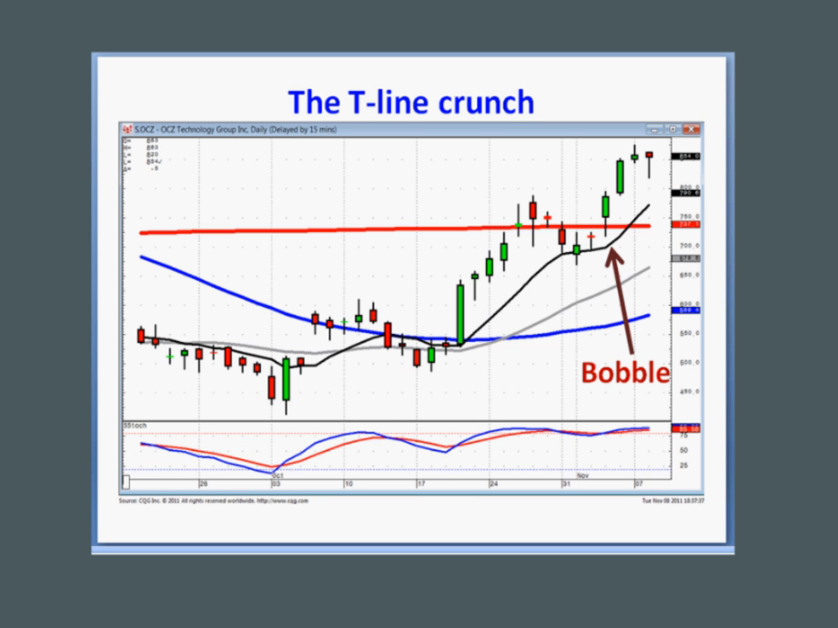This is what we call the bobble, kind of a derivative of the T-line crunch. It comes up, hits that moving average, sell signals, you start taking profits, but you can see they can't close it below the T-line. Get ready to buy it back the second time it comes up through. The bobble then creates that high probability J-hook pattern.